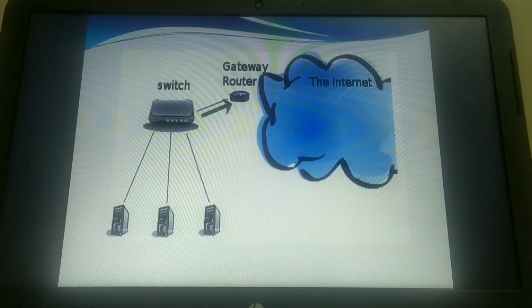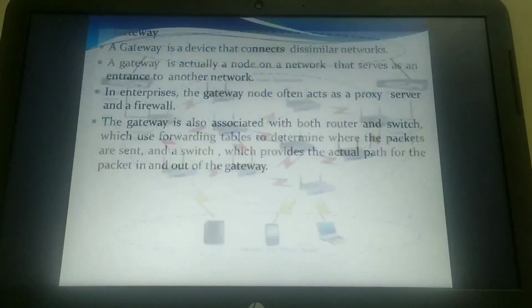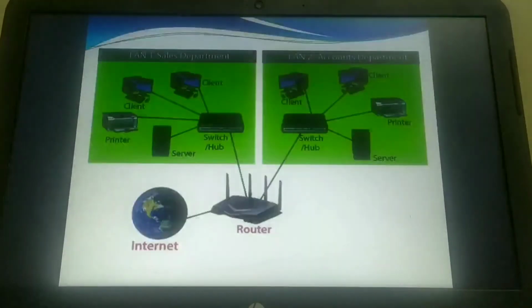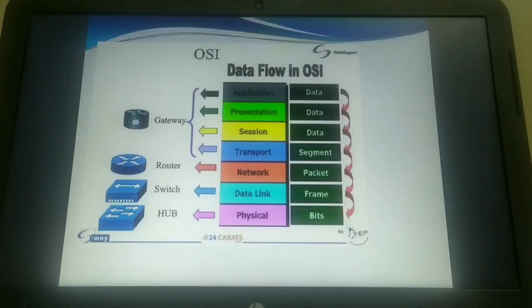The highest layer of network abstraction, as I have already discussed and shown in the OSI reference model. Here you can see we have 7 layers. In the highest layers of application, presentation, session and transport, the device which is working here is the gateway. That is the reason we call it the device working at the highest layer of network abstraction. Other than that, the router, switch and hub are the devices which come into the picture when we are dealing with the other layers.